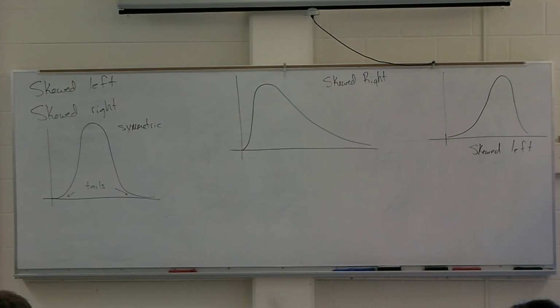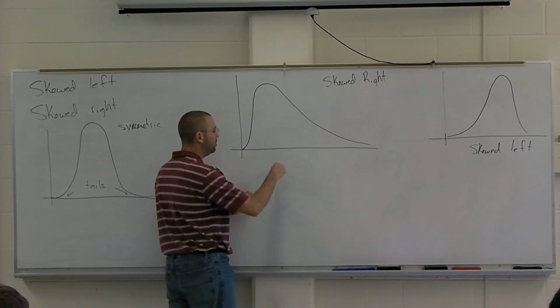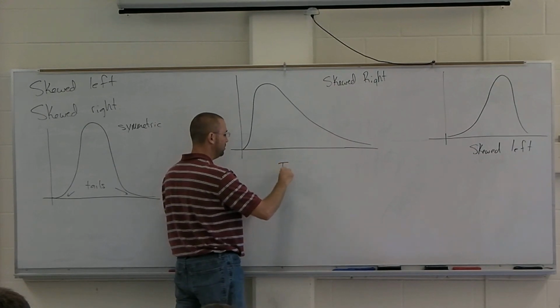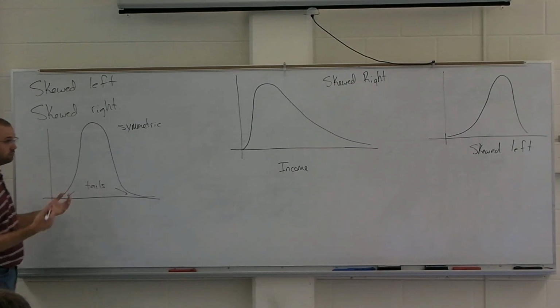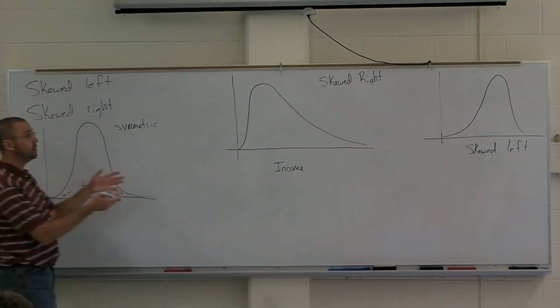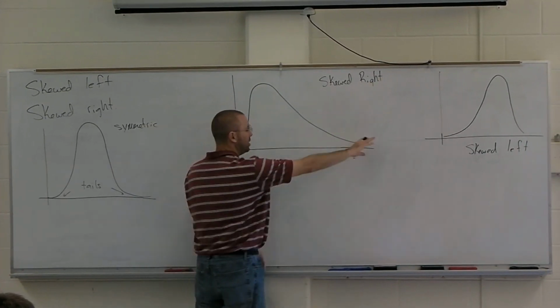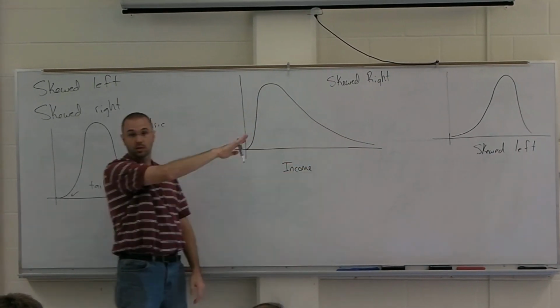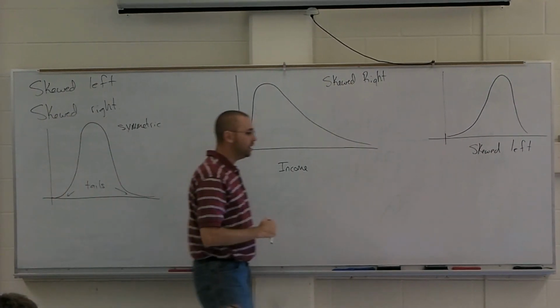Now, distributions like this are real. They show up a lot. An example of something skewed right would be income level. Incomes are an example of skewed right data because there are lots of people who make money in this range, and there are not a whole lot of people that make billions and billions of dollars. Skewed left data.